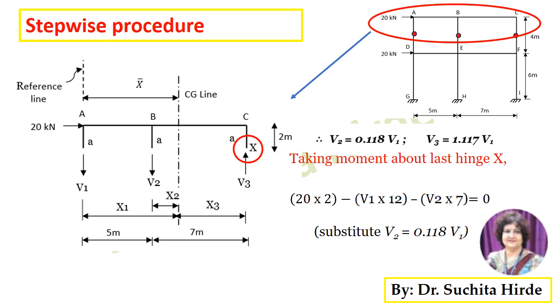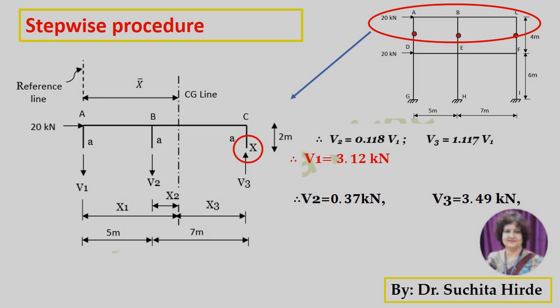Then we know that V2 is equal to 0.118 V1. So we will substitute V2 as 0.118 V1. So there will be only one unknown in the equation, which is V1. If you solve this, you will get V1 is equal to 3.12 kilonewton. And then using the relation, you can calculate V2 and V3 also. So this is how we can calculate the axial forces in the columns of the top story.